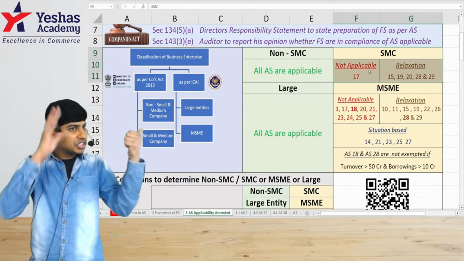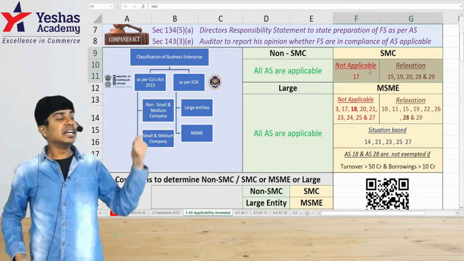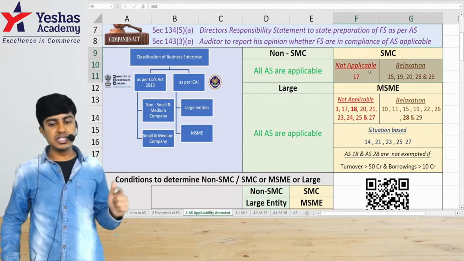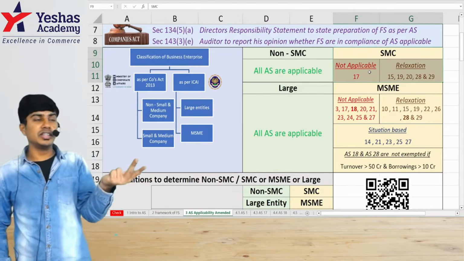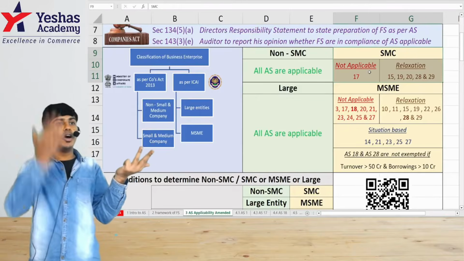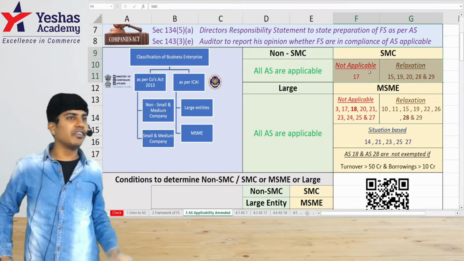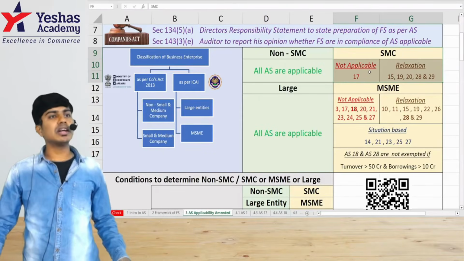AS 15 actuarial valuation will not be applicable in employee benefits. In AS 19, sale and lease back recognition will not be applicable for SMCs. In AS 20, diluted EPS is not there. In AS 28, they don't have to do the bottom up and top down test. In AS 29, provisioning beyond a point is not required for them. So this is for companies.